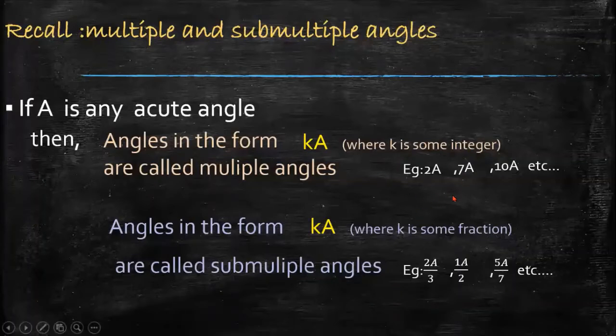Now in this session we are going to learn some formulas which relate trigonometric functions of multiple angles of A and trigonometric functions of A. We are learning formulas that relate a trigonometric function of a multiple angle of A to trigonometric functions of A. We call them multiple angle or submultiple angle formulas.